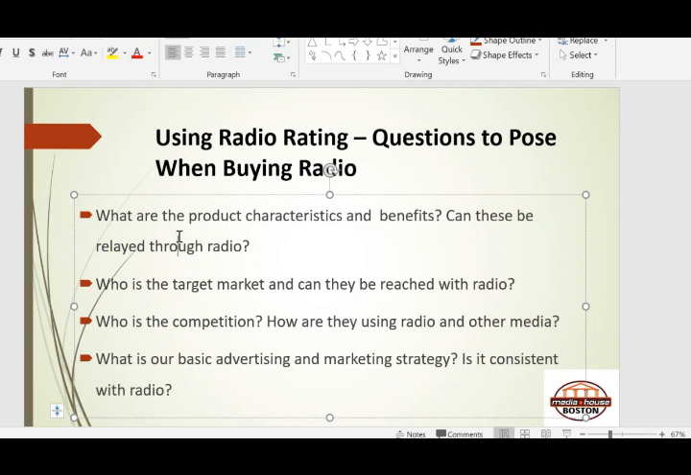They belong better somewhere else. Who is the target market, and can they be reached with radio? As I say, what are you trying to do? Who are you trying to draw in?